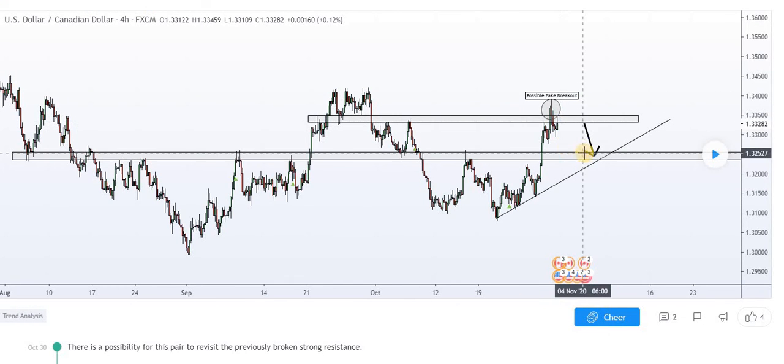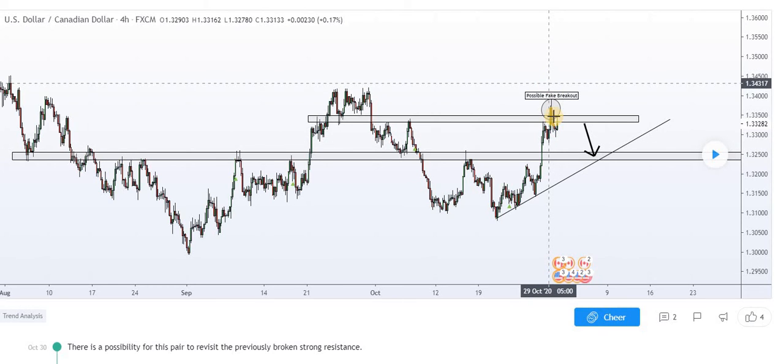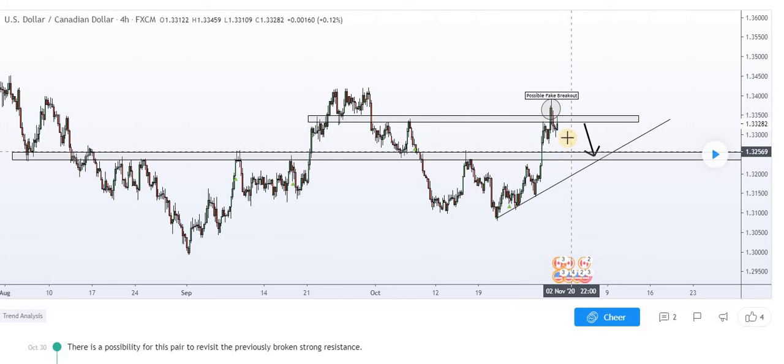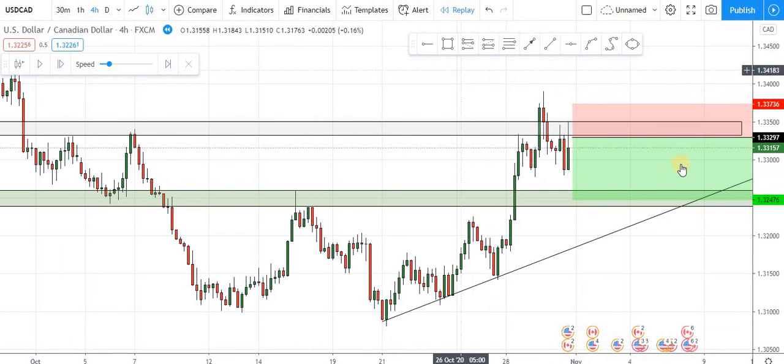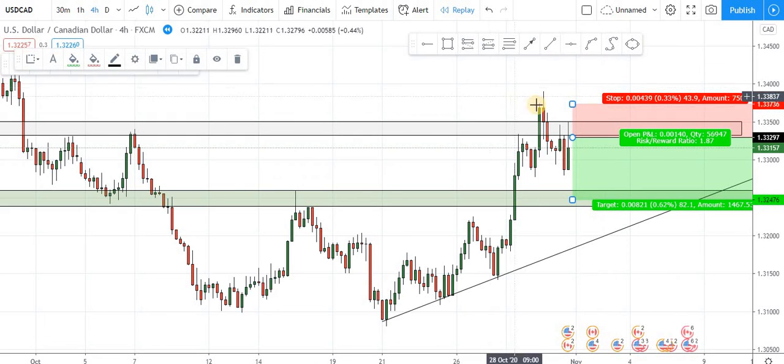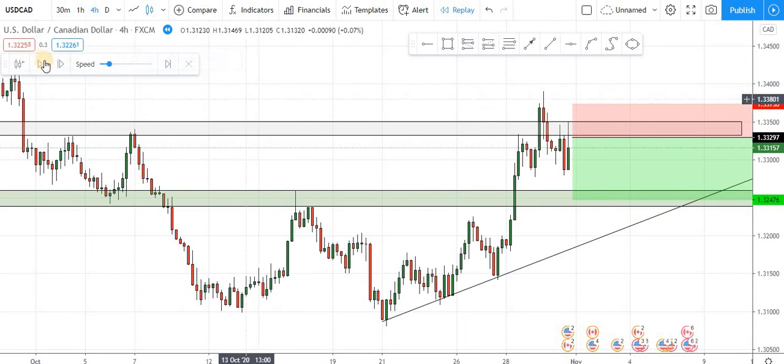I posted my idea right here, and I consider this a possible fake breakout because that's what I call it. Price went above, came back below, so I call it a possible fake breakout. And I already expected price to fall, and I say that we could revisit this zone here. All right, I put my stop right above this high here. My take profit here, probably 1-to-1, and that was it.